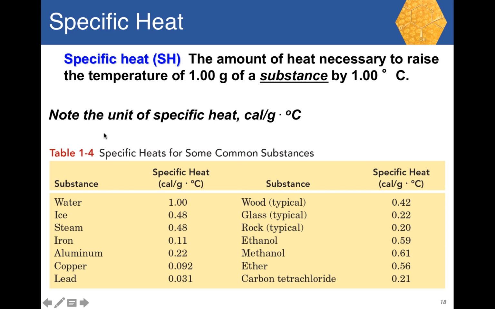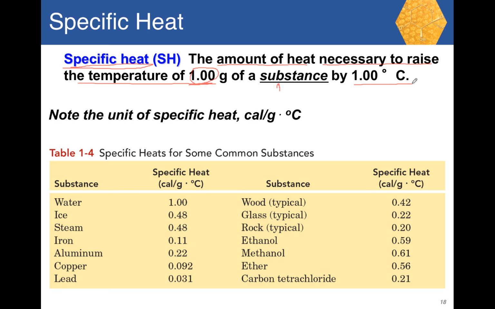Let's look at another concept here in chemistry, and this is the specific heat. Again, this is a measurable property of a substance. We'll define the specific heat as the amount of heat, we know what heat means now, necessary to raise the temperature of 1 gram of a substance by 1 degree Celsius.